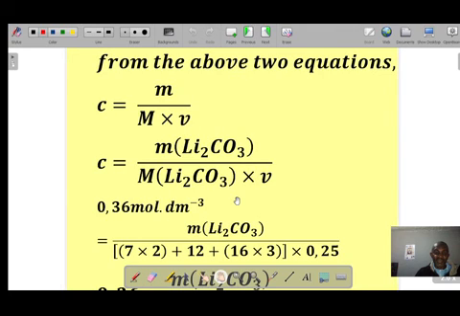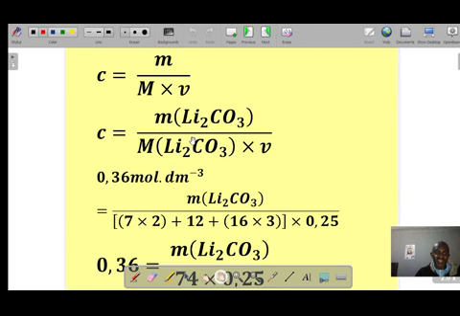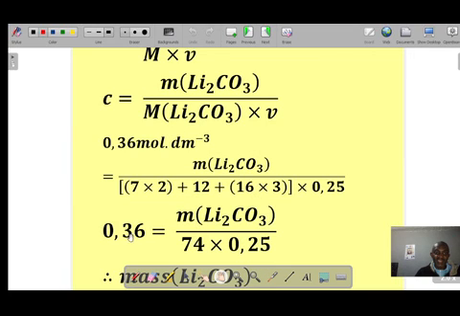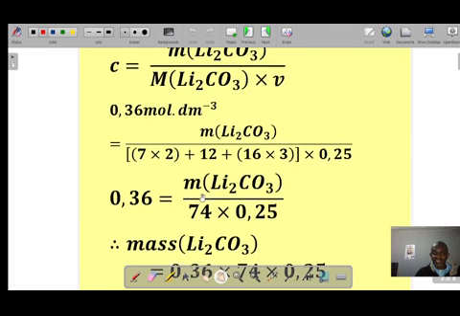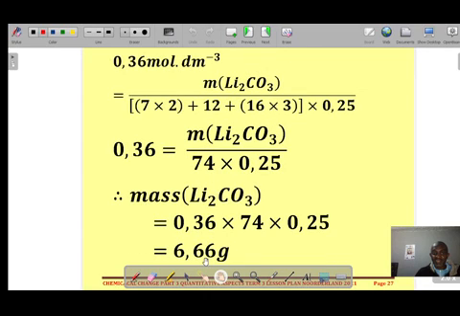Because they talked about lithium carbonate and I want the mass, I can get the molar mass from here. And I know the volume and the concentration. So after getting the molar mass from the periodic table and substituting it here, I get 0.36 equals mass divided by 74 times my volume, which is 0.25. And then if I cross multiply, surely I get my mass of lithium carbonate as 6.66 grams.